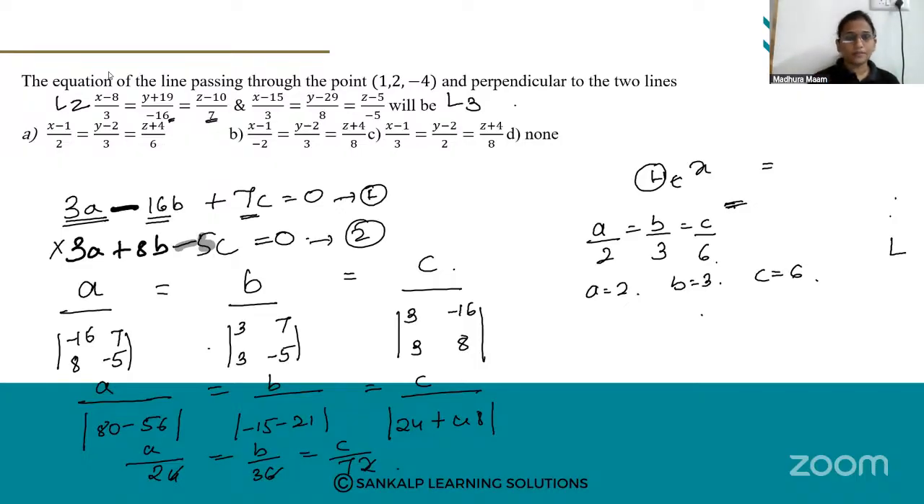I repeat, the given line was perpendicular to L2 and L3. So we use the condition A1 A2 plus B1 B2 plus C1 C2 equals 0. So L1 L2 gave equation 1, L1 L3 gave equation 2. Now we have to solve these two to find a, b, c.